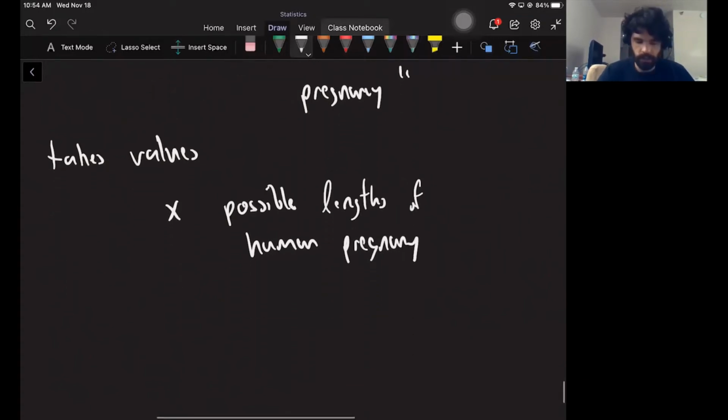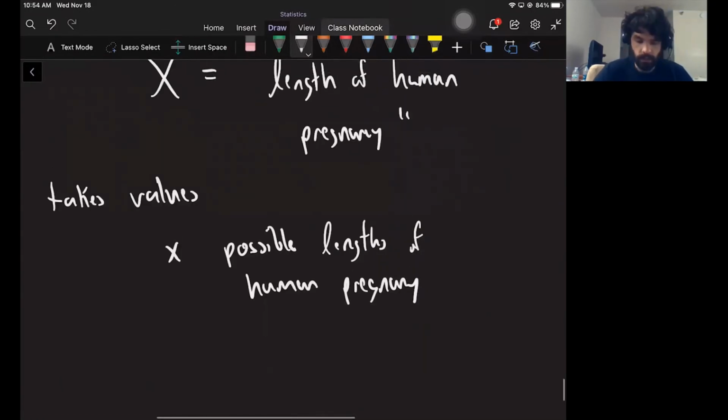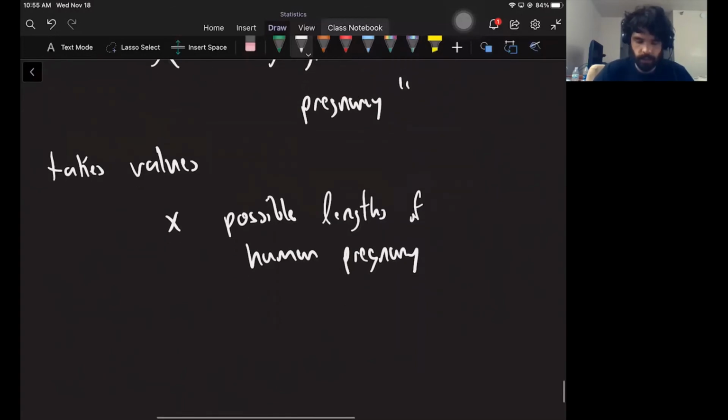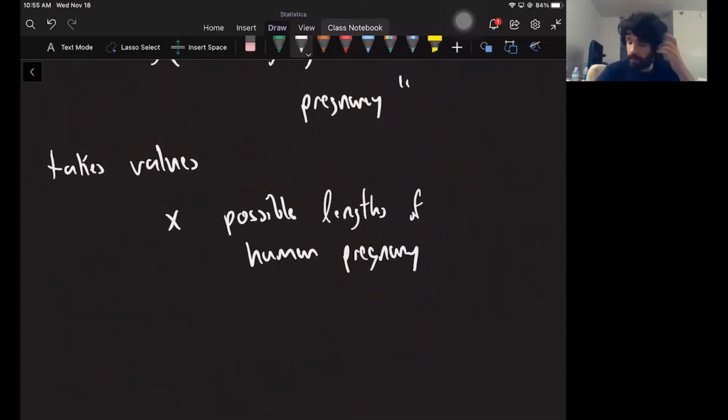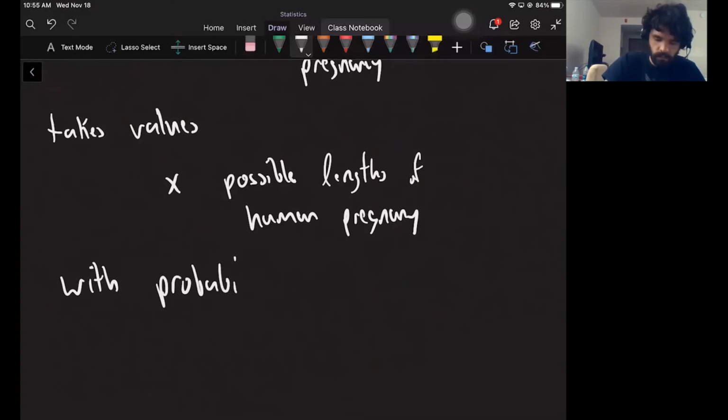But now what we're also saying when we're talking about a probability distribution is we're taking these values, not all equally. Not all possible lengths of human pregnancy are equally likely. For example, 1 day is very unlikely, whereas 266 is the mean, so it's probably very likely. So what we do is we say it takes these values with probability equal to the area under the normal distribution.